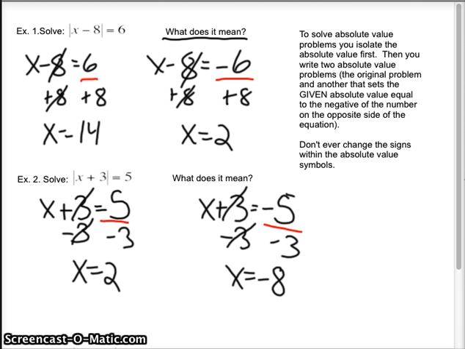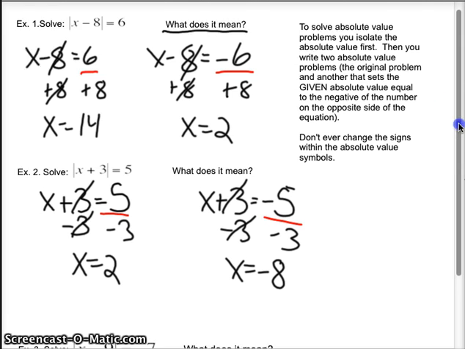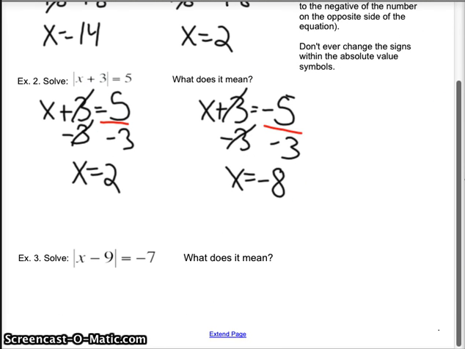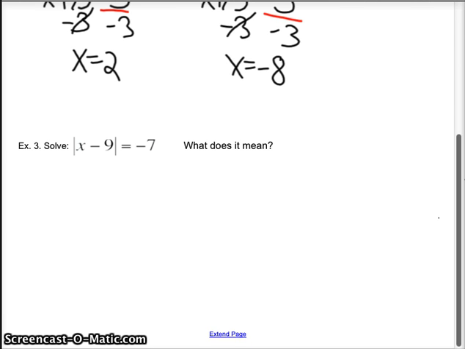Oh, I apologize. The third example is actually still on this page. Now, this does lead to some interesting things. So, what about this situation? What about when the absolute value already equals something that is negative? This leads to a big problem because an absolute value can only equal a positive value.